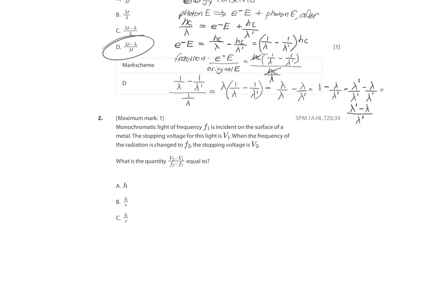Next question. We have monochromatic light of frequency F1 incident on the surface of a metal, so this is going to be the photoelectric effect. The stopping voltage is V1. When the frequency of the radiation is changed to F2, the stopping voltage is V2. What is the quantity V2 minus V1 over F2 minus F1 equal to?